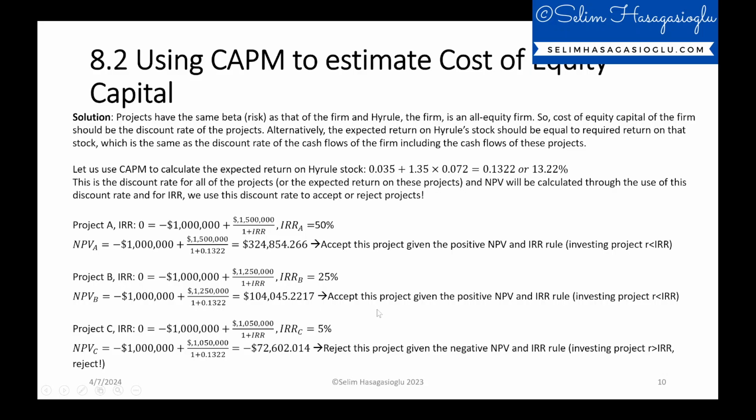So you should accept this project, given the positive net present value and the IRR rule, because it's an investing type of project. The discount rate of 13.22% is less than the IRR. So based on the IRR rule, you should also accept the project.